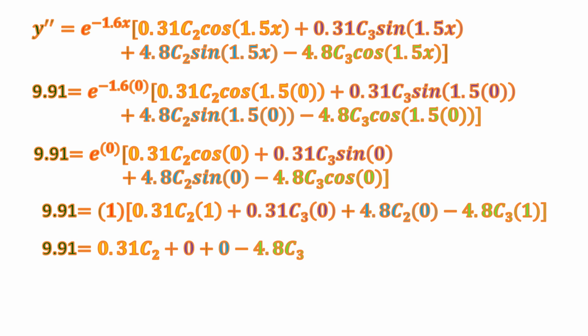So 0.31 c sub 2 times 1 is just itself, but every term that is times 0 will become 0. So we're left with two constants, the c sub 2 and the c sub 3. So this is another equation that we're going to use later to find the values of the constants. So we're going to collect all the equations that we have.